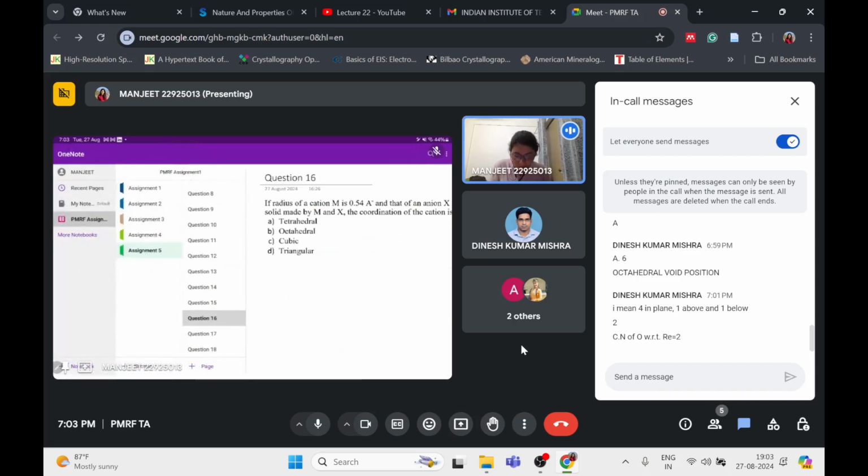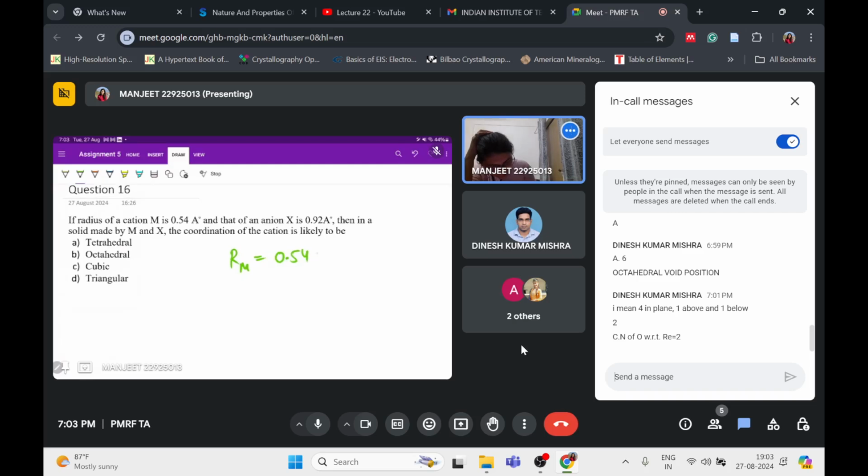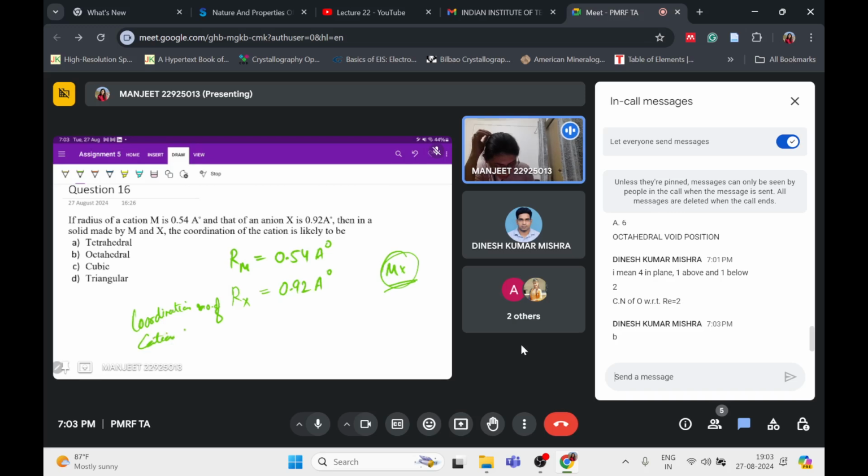Let's move to question number 16. In question number 16, the radius of the cation M is 0.54 angstrom, and the radius of the anion X is 0.92 angstrom. So what will be the solid made by MX? There is some solid. So what will be the coordination of the cation likely? So you have to calculate the coordination number of the cation. So how will you calculate the coordination number of the cation?